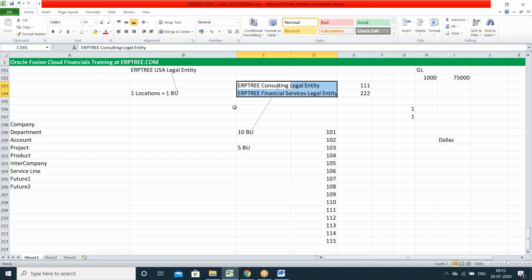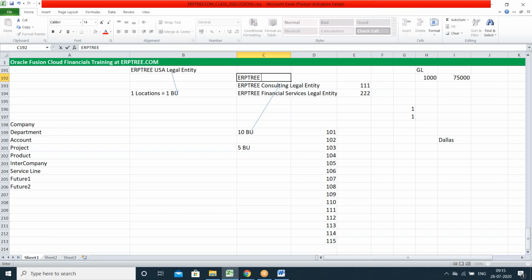Yes. Okay, so even though the legal entity can be the same for these 2 businesses, if you are running in 1 location, to track the transactions separately, you have to create 2 business units. You take the legal entity as the same. I'll take a simple example.